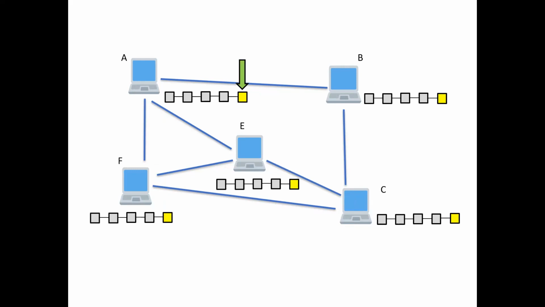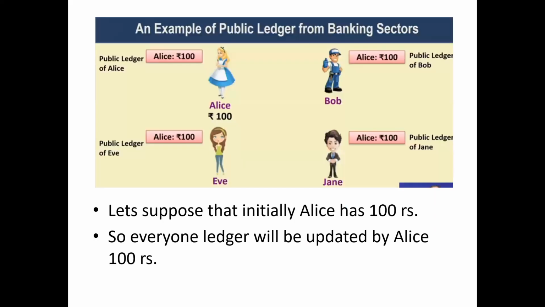One more thing, I already mentioned transparent. Why is it transparent? Let's understand with one more example. Let's say there are 4 persons who are part of a blockchain, with the names Alice, Bob, Eve, and Jane.